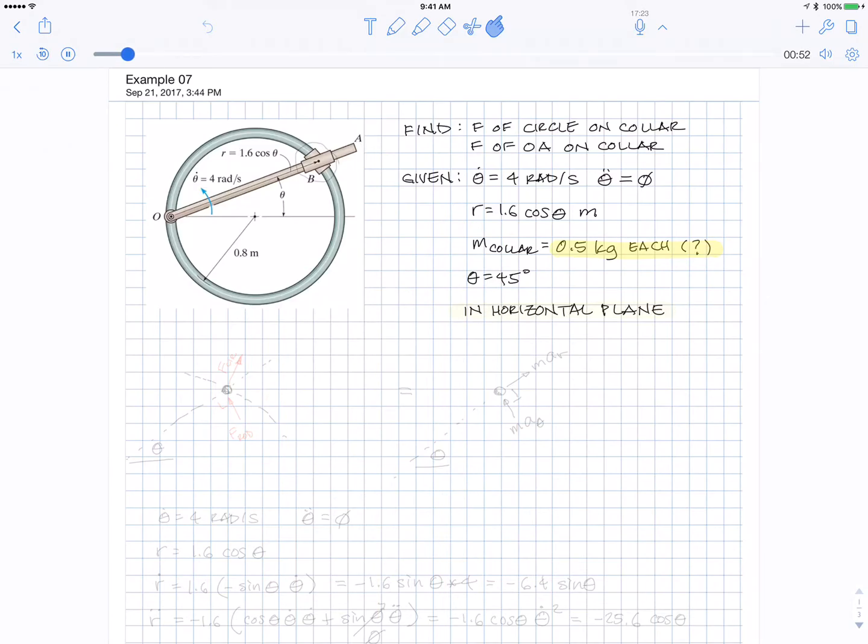The other thing is that it does say that this is in the horizontal plane, so we don't have to put the weight in. In the previous problem I did, I missed that it said it was vertical, and so I had to put the weight in. And so that will simplify this. We will not have weight in the problem, just radial and theta. Okay, so let's get started.